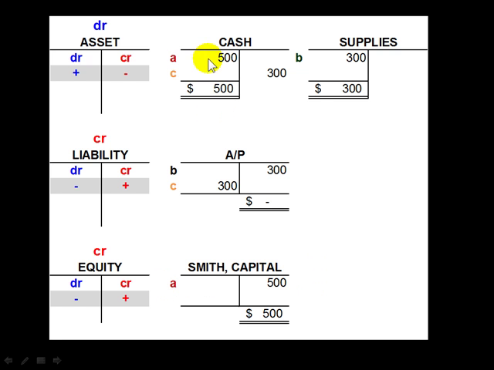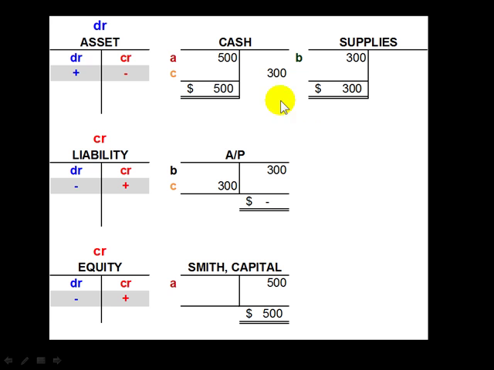He debits cash, he credits equity. And notice that you put it on the right side of the T account depending on what you're doing. So cash, being a debit account, has a debit of cash, which is a plus, and Smith Capital is an equity account, and it has a credit, and a credit is a plus. So both sides of my accounting equation are in balance at this point.